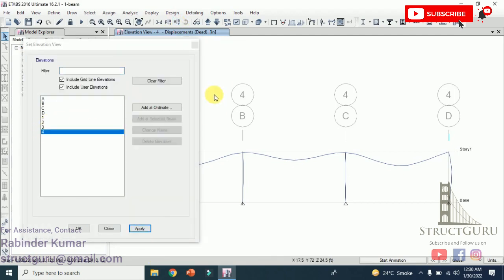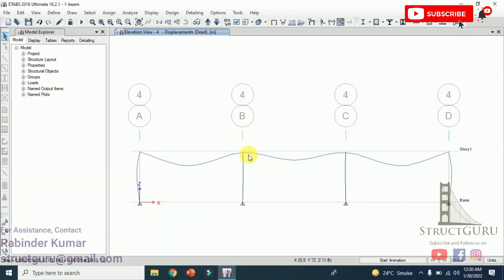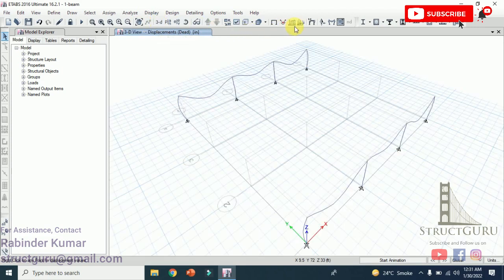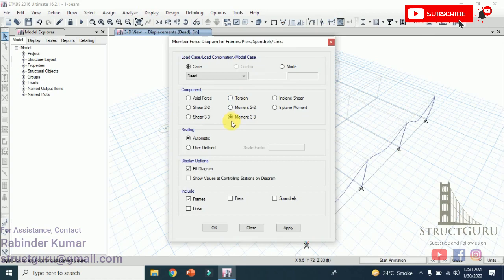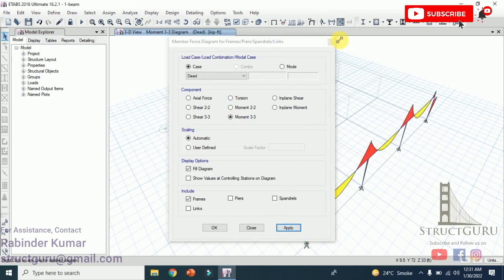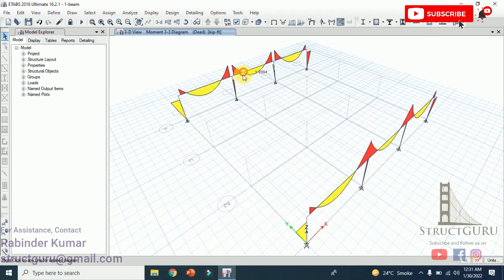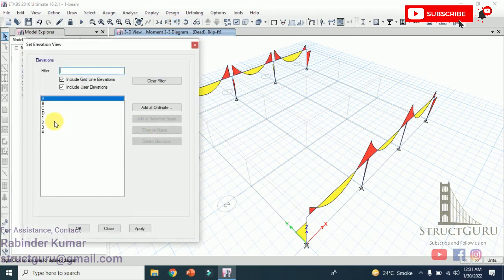Now switch to elevation 4. For elevation 4, if you remember, a slightly lesser deflected shape is observed, and on this elevation we have modeled the beam end to end. For each span we have modeled one beam. Now let's compare the results under the moment diagram. To see the moment diagram of these two shapes, again they are showing us similar values. So again, in order to compare properly, go to the elevation modes.